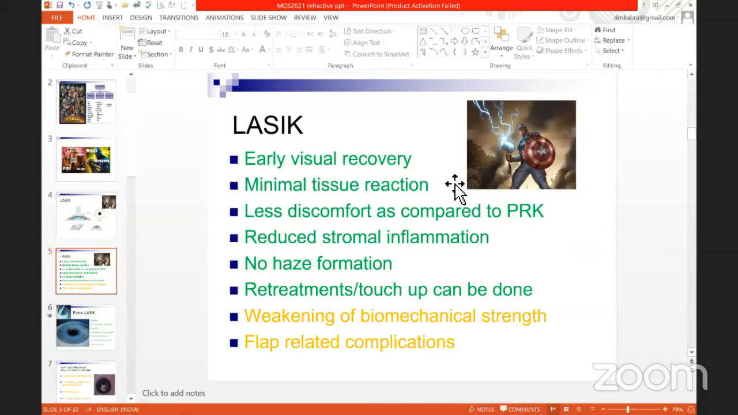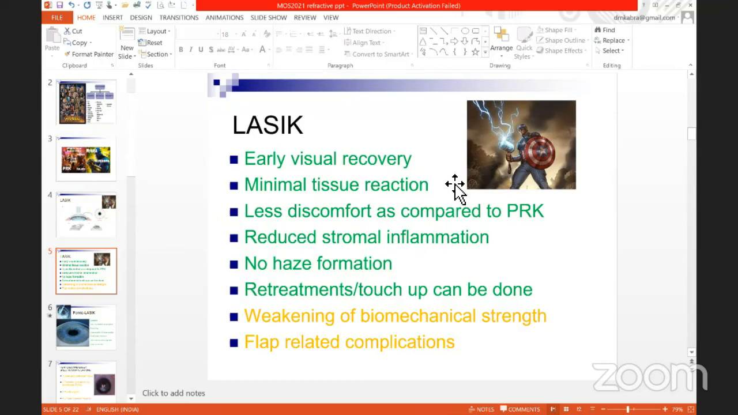Early or fast visual recovery is probably, with the help of 48 randomized controlled trials, it has been proved that LASIK is still the fastest one as far as visual recovery is considered. Very minimal tissue reaction, less discomfort, of course, as compared to PRK, no haze formation as that of PRK. Pre-treatments and touch-up can be done. But at the same time, it's a weakening procedure as far as biomechanics is considered. And flap-related complications: in 1 in 10,000 to 15,000 population undergoing LASIK, the global prevalence of flap-related complication is there.